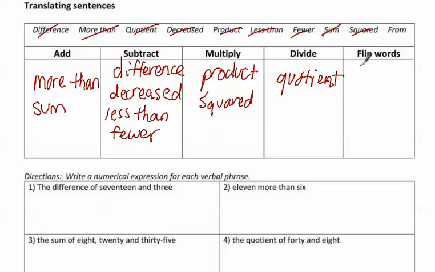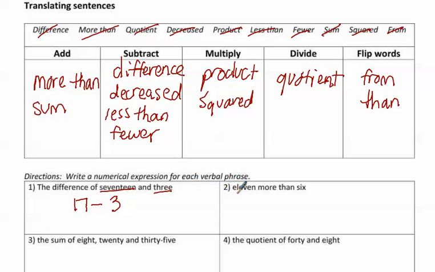And the two flip words that you need to look out for are "from" and "than." If you hear these, normally you'll go from left to right, writing everything down. For example, the difference of 17 and 3. 17 came first, so you write 17, and then minus 3 because it's the difference. So you work left to right.